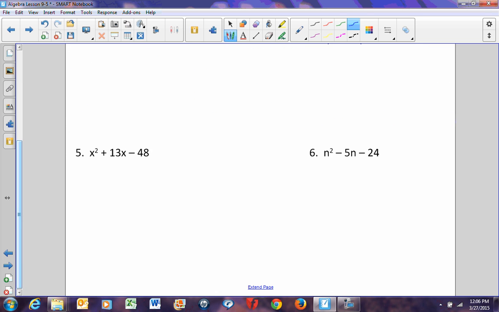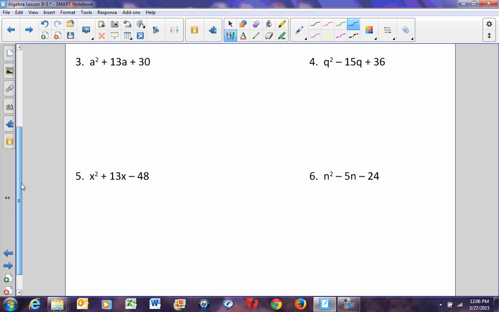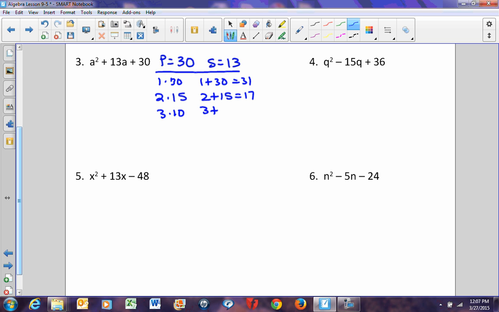Let's look at another one. A squared plus 13a plus 30. I need two numbers whose product is 30 and whose sum is 13. Everything's positive, so everything here will be positive. So I might say 1 times 30, and 1 plus 30 is 31. 2 times 15, 2 plus 15 is 17, I'm getting closer. 3 times 10, 3 plus 10 equals 13. So my numbers have to be 3 and 10.